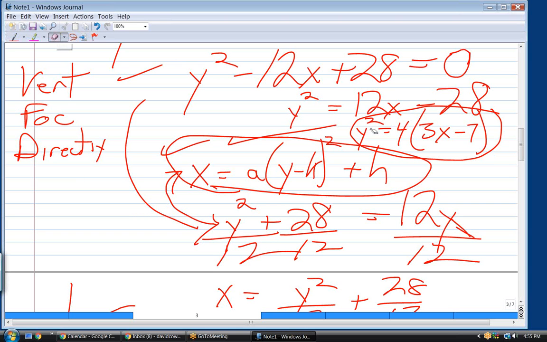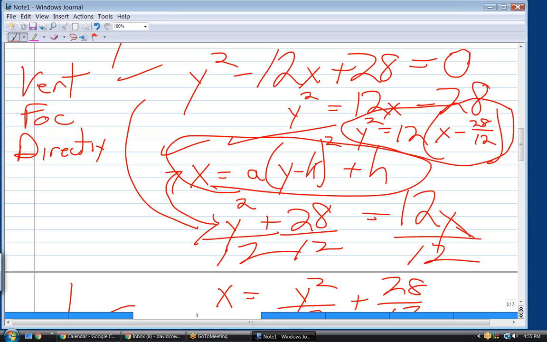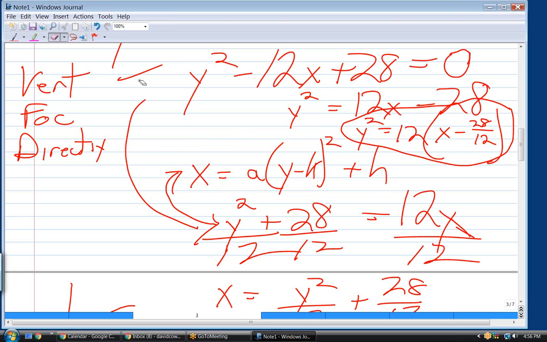Hold on. I'm going to factor out the entire 12 here. It's 12 times x minus 28 over 12. Once we have it in that format right there, we know everything there is to know. K is 0, H is 28 over 12, and A is 12. The key being not to change anything. In other words, the equation that I have circled is the same as what we started with. It's always the key. So make sure you do not change the equation.